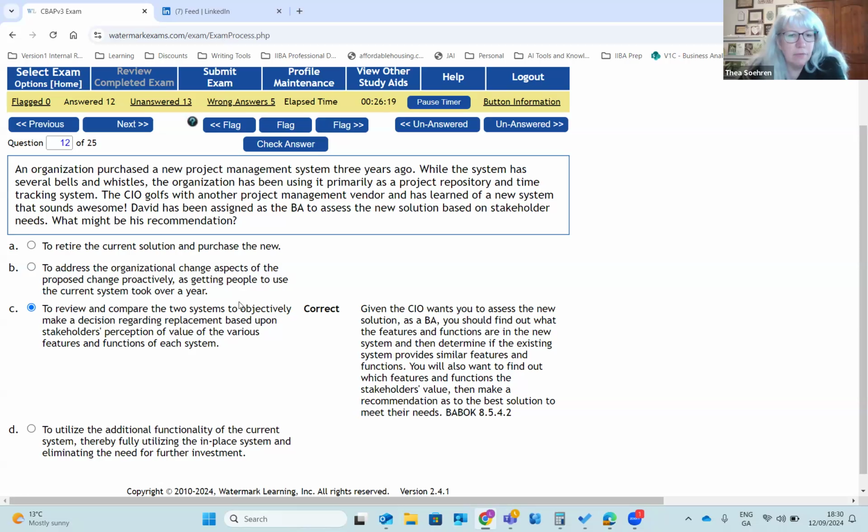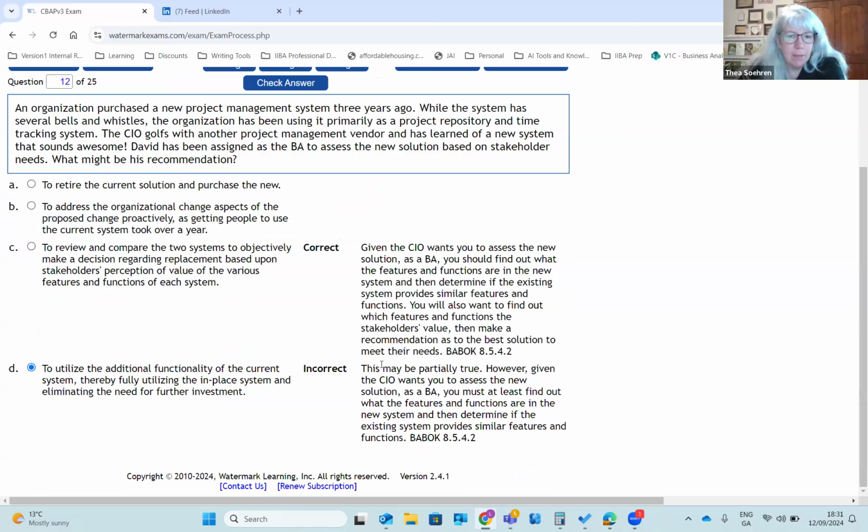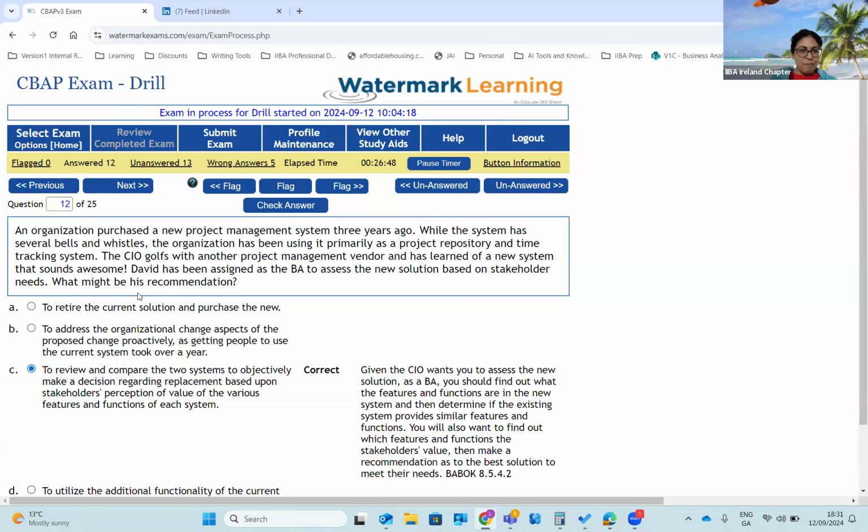Would you test D for me? I'd like to see why it says D is wrong. Okay, yes, I'll check that. Thank you. This may be partially true. However, given the CIO wants you to assess the new solution as a BA, you must at least find out what the features and functions are in the new system, then determine if the existing system will provide the similar features. That makes perfect sense. Okay, go back to C, check it, and let's go on.